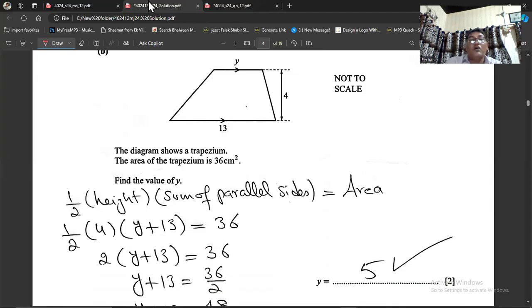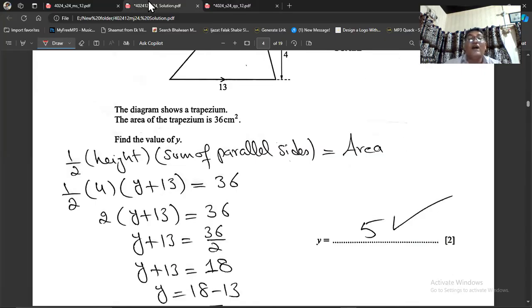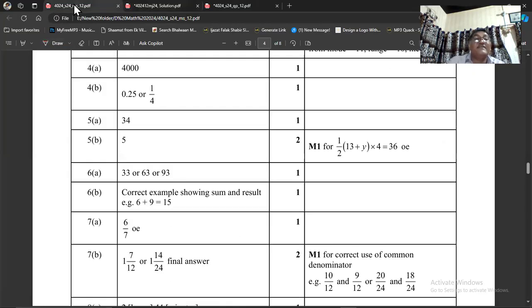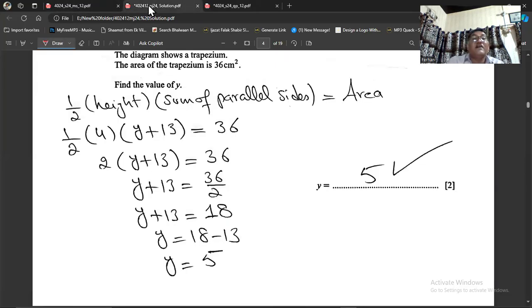So here we go. 1 by 2 into height into the sum of parallel sides will be equal to the area. So 1 by 2 into 4 into bracket, y plus 13, bracket close, equals 36. So you will have 2 into bracket, y plus 13, bracket close, equals 36. So y plus 13 is equal to 36 divided by 2. So y plus 13 will be equal to 18. So y will be equal to 18 minus 13. So the y value will be 5. Hopefully you understand. The answer is right.